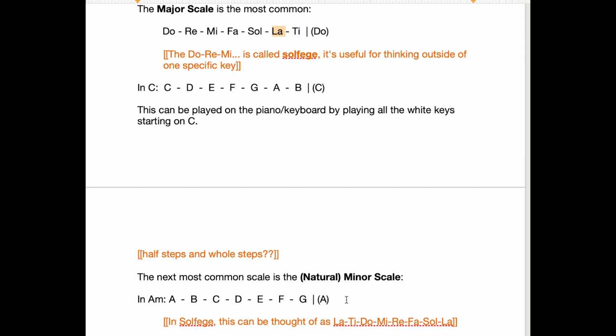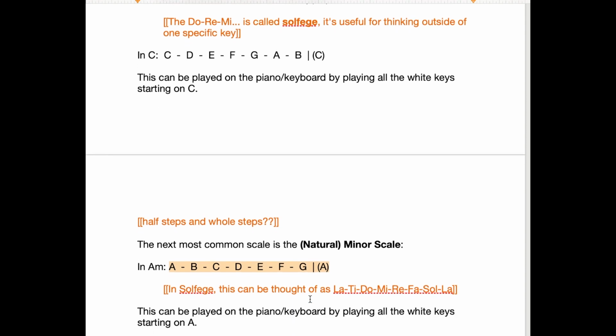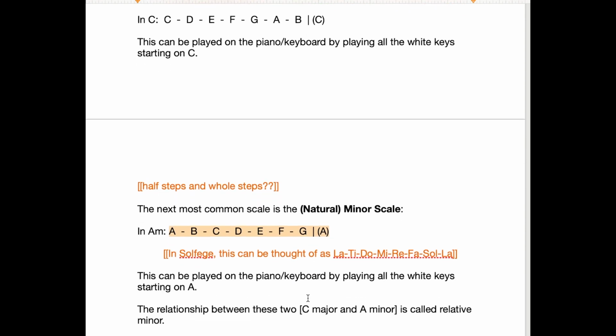The easiest way to think about it is you can play the major scale with all the white keys starting on C. You can play the natural minor scale with all the white keys starting on A. The relationship between those two keys is called relative. So C major and A minor are called relative keys, and that relative term just means that they share the same notes, but they start on a different tonal center.